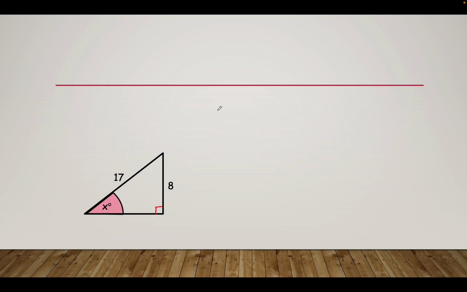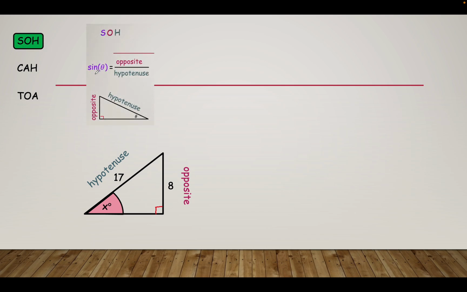Here's our last example. We have this angle. Identify our sides. Across from it, that's our opposite side. Across from the right angle, that's our hypotenuse. So opposite and hypotenuse, O and H, that would be our sine function. So this is our equation we're setting up. To write out the equation, sine of x equals 8 divided by 17.